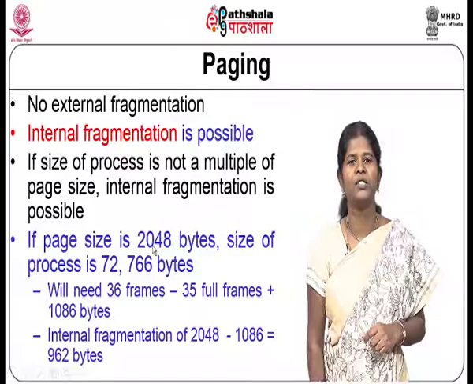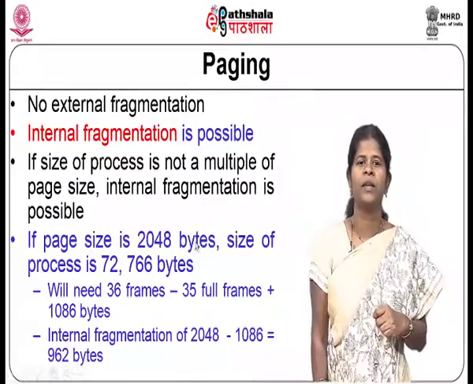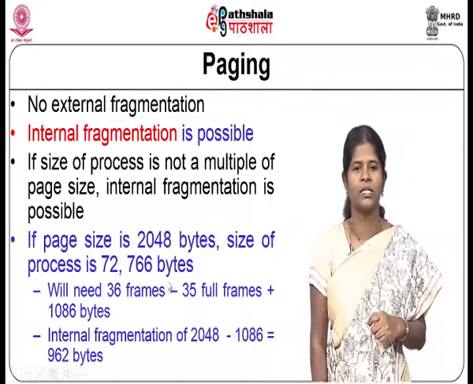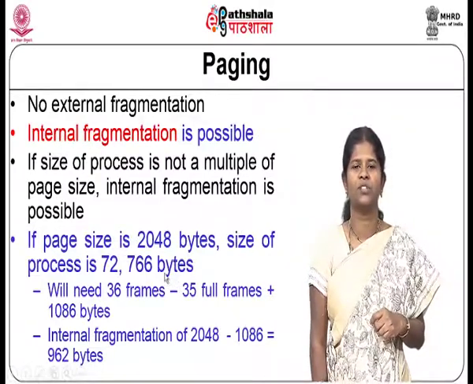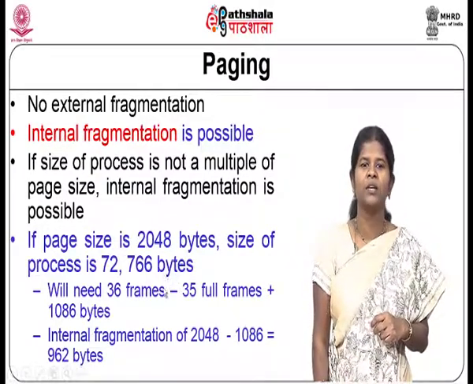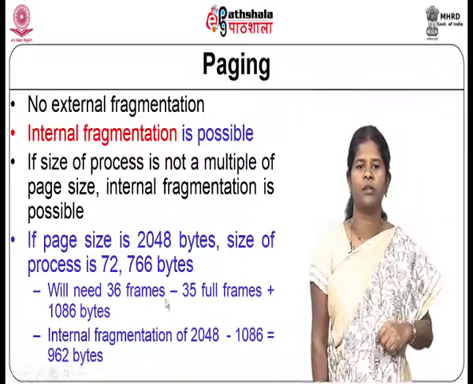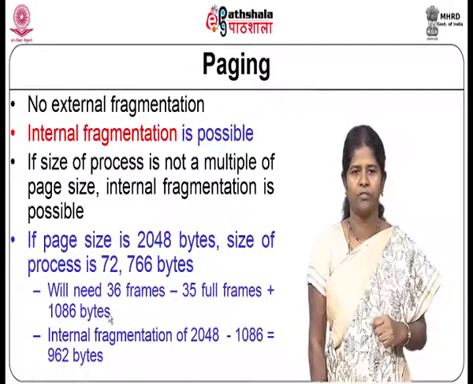If the page size is 2048 bytes, you have 2 kilobytes as the page size, and the size of the process is 72,766 bytes, and to accommodate this process of size 72,766 bytes, you will need 36 frames, that is 35 full frames, and the remaining 1086 bytes will sit in the 36th frame.